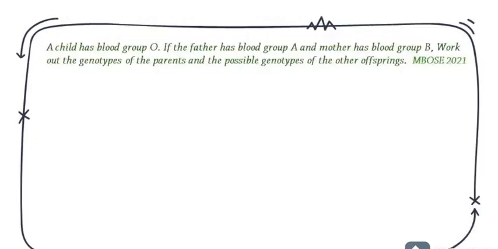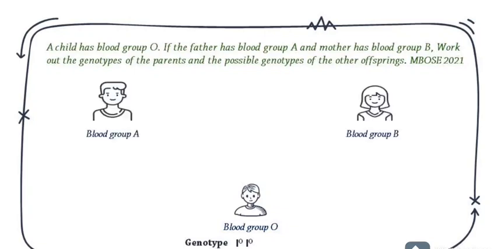Now, let us solve questions that were asked in a recent HSSLC MBOSE exam. You can pause the video and read the question. In this question, the child is said to have blood group O. That means the only possible genotype of the child is IO-IO. Since a person receives an allele from each parent, out of the two alleles present in each of the parents, at least one of them will be IO.